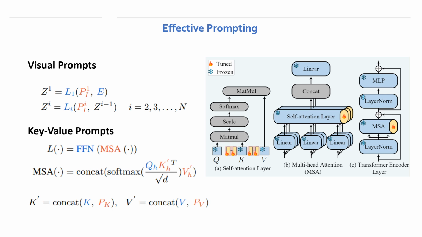So let's first talk about effective prompting. Effective prompting introduces two parts, which are visual prompts and key-value prompts. Visual prompts are like the traditional prompt tuning method, and the key-value prompts are incorporated into the attention module within each encoder layer.